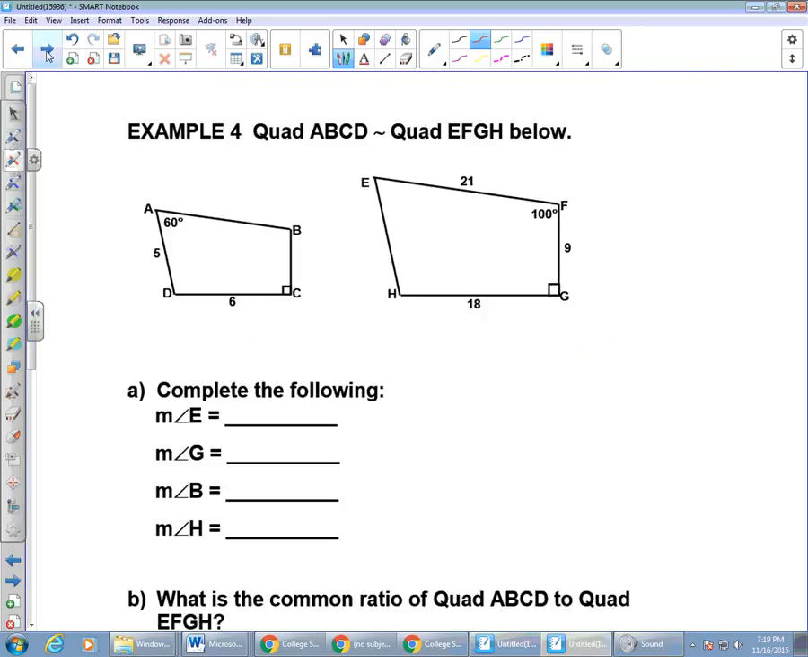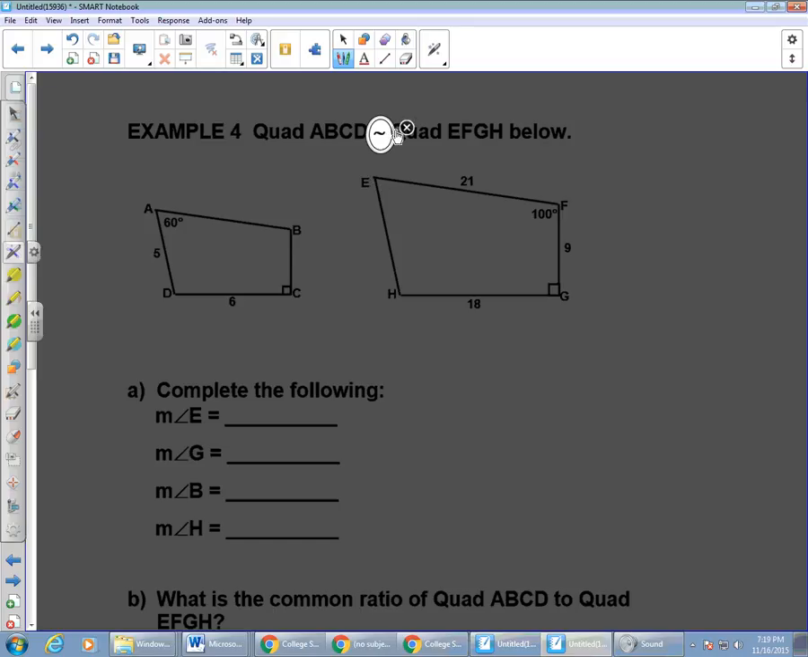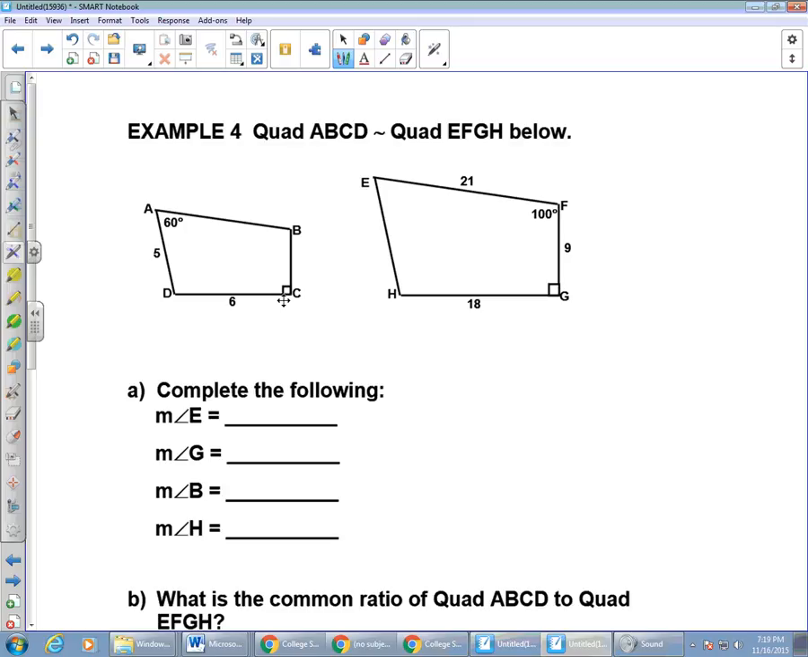So in example number 4, this time I am told that these two quadrilaterals are similar to each other. That's what this little mark means. It means similar. And if they're similar, then I know that the corresponding angles are congruent and the corresponding sides are proportional. So I'm going to start with the angles. A corresponds to E, so that means that E is 60 degrees. F corresponds to B, so that means that B is 100 degrees. And H and D will also be congruent.